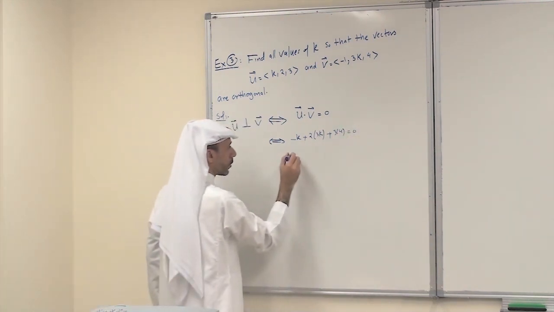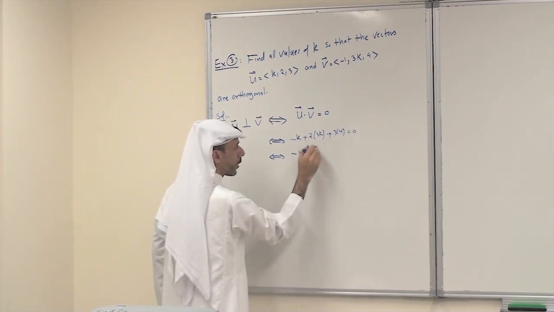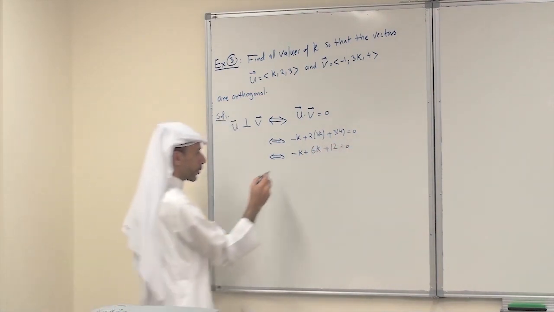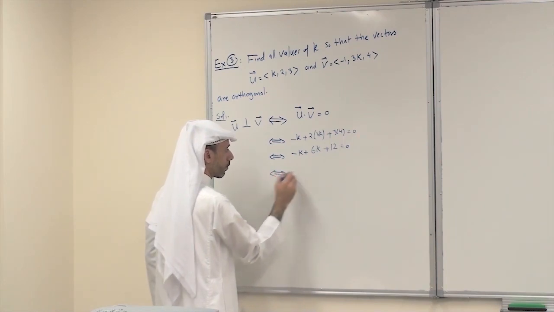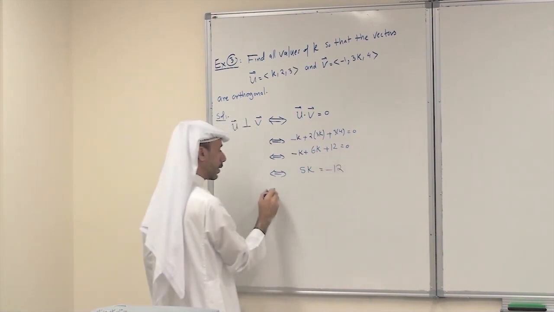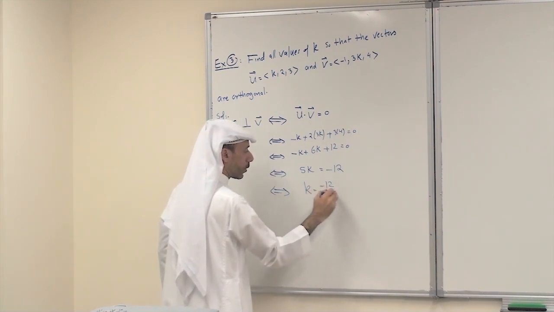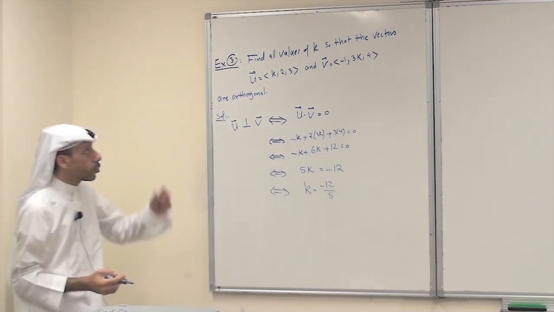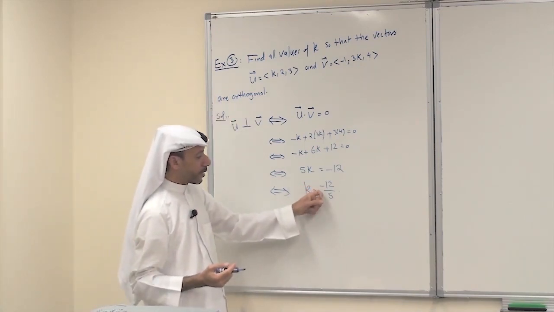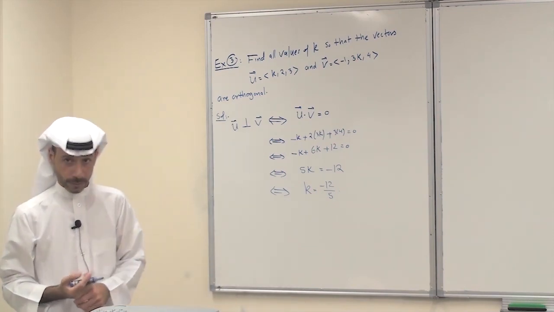Simplify, so this implies minus k plus 6k plus 12 equal to 0, and this is just 5k equals minus 12, and hence k equals minus 12 over 5. So the two vectors are orthogonal or perpendicular if the value of k is minus 12 over 5. This is the solution. That's it.